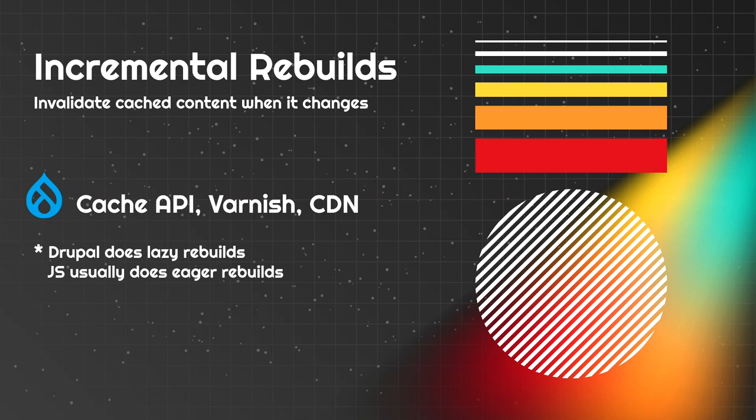Drupal's cache invalidation is lazy, meaning that if you change a piece of content, Drupal will invalidate all the places that content is used, but it won't re-render them until it's requested again. So that's lazy. Whereas JavaScript incremental rebuilds are usually eager. So when you change a piece of content, it'll rebuild everywhere that that content is used, so that it'll be available for the next request and not have to be rendered when the request is made.